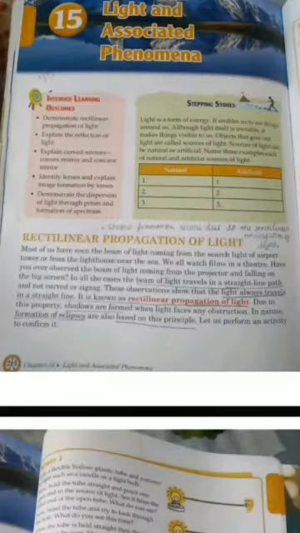Hello students, this video is for 7th standard science, chapter number 15, Light and Associated Phenomena. So let's start this chapter. We have already studied the properties of light in previous classes, and the first and only property that we studied last year was the rectilinear propagation of light.